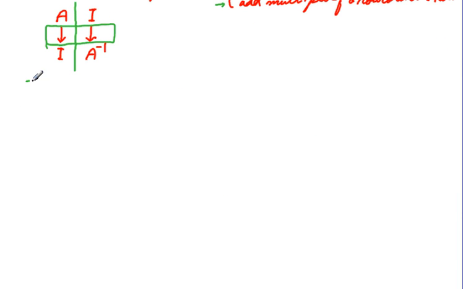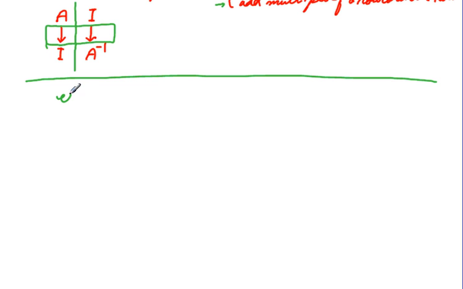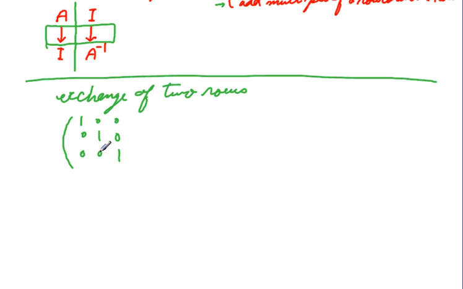So the simplest operation that we have is the exchange of 2 rows. Suppose I have the identity matrix here, 1, 1, 1. And I ask that we exchange, say, row 1 and 2.